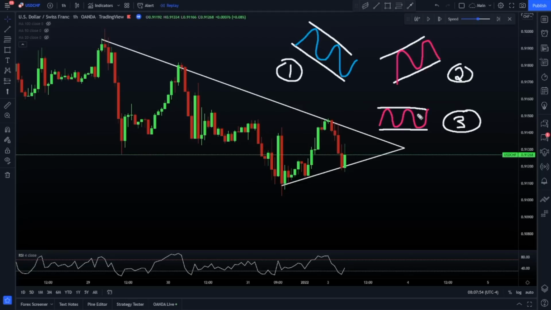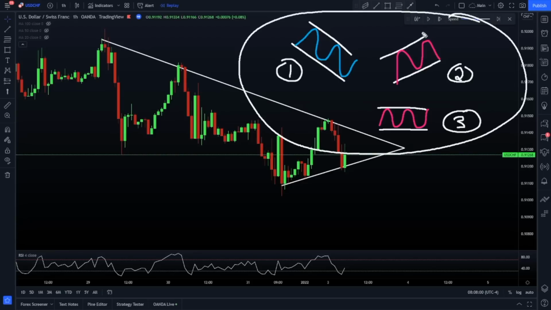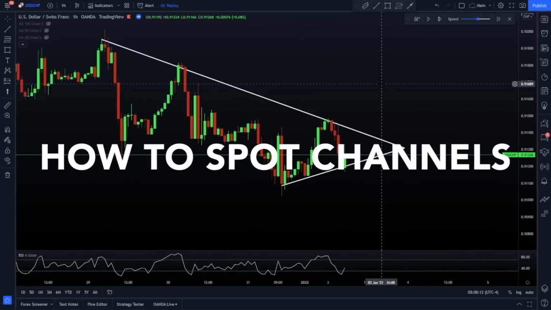And now you have a question on the table. Is there a way to trade it? Can we trade these observable patterns? And the answer is yes, you can. So let's take a look at some real examples and talk about how we could theoretically approach trading channels in the market. The first thing we need to discuss is how we spot channels.